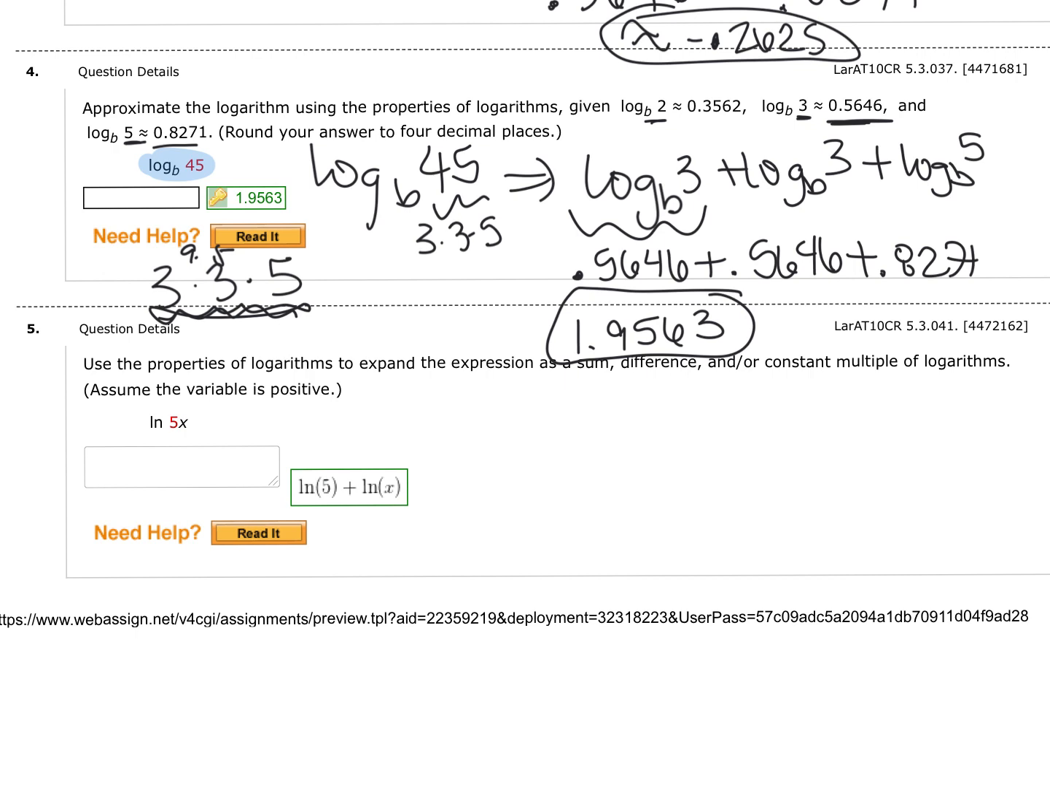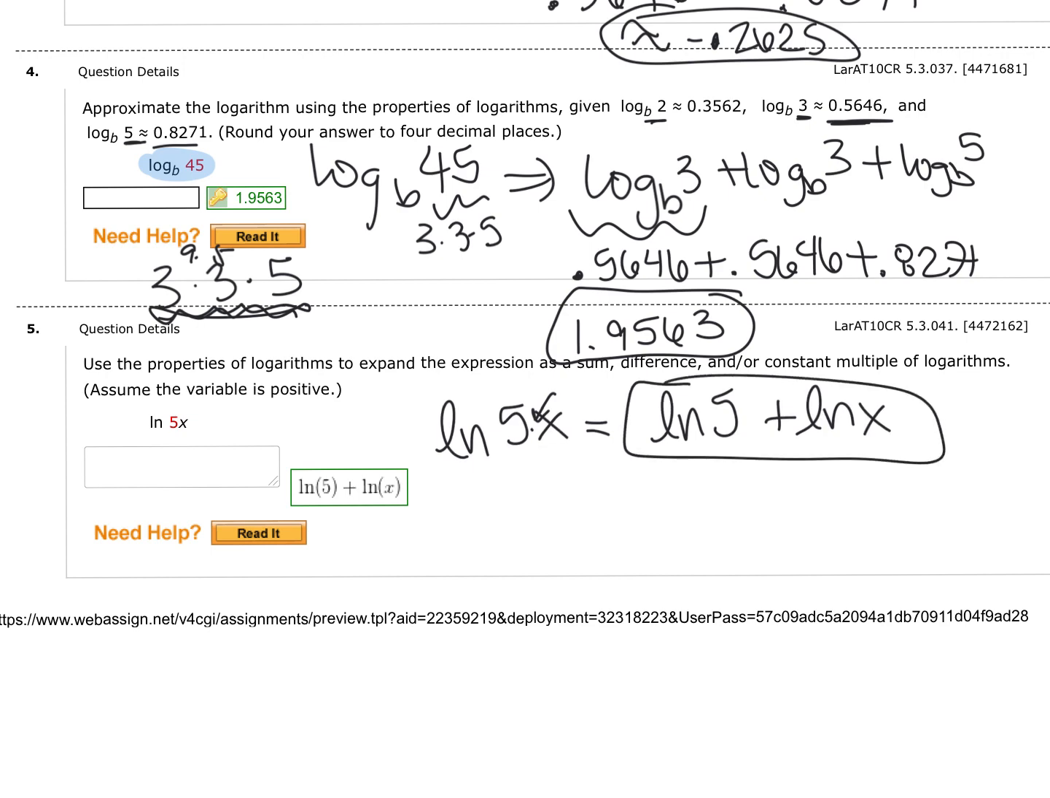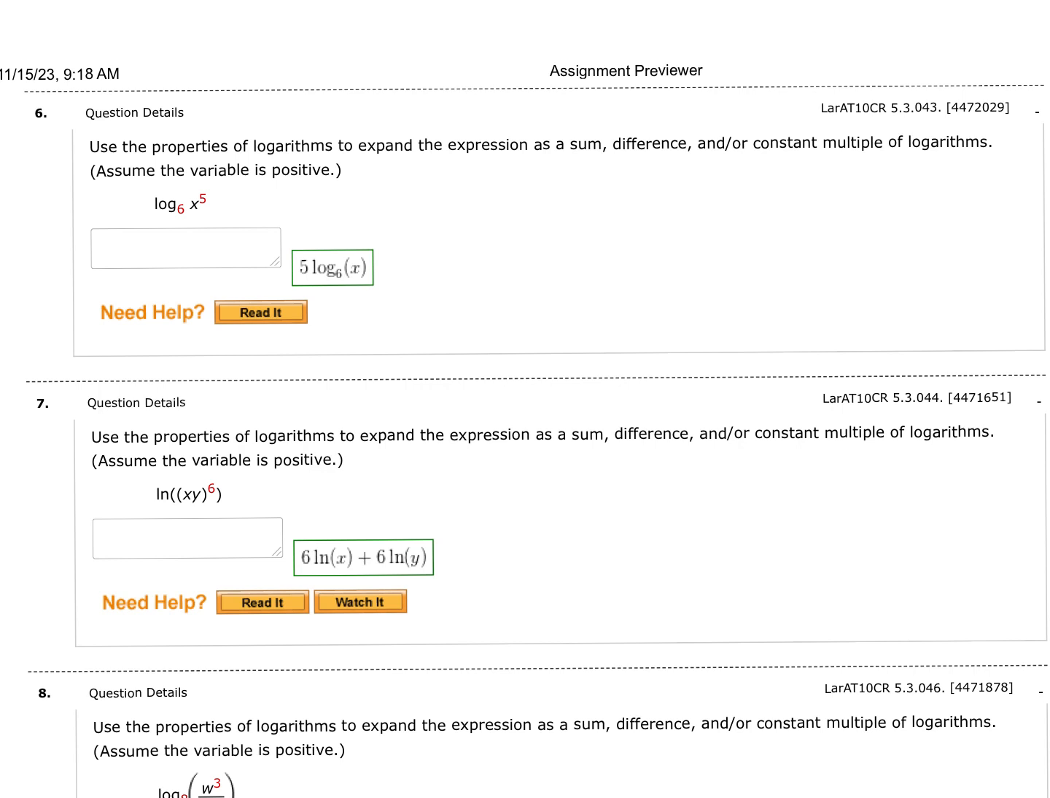All right. This next one says use the properties of log to expand the expression as a sum, difference, and/or a constant multiple of a logarithm. So I have the natural log of 5x, but really it's 5 times x. Since it is multiplication, I will use addition. So I can write this as the natural log of 5 plus the natural log of x. All right, let's move on to number 6.